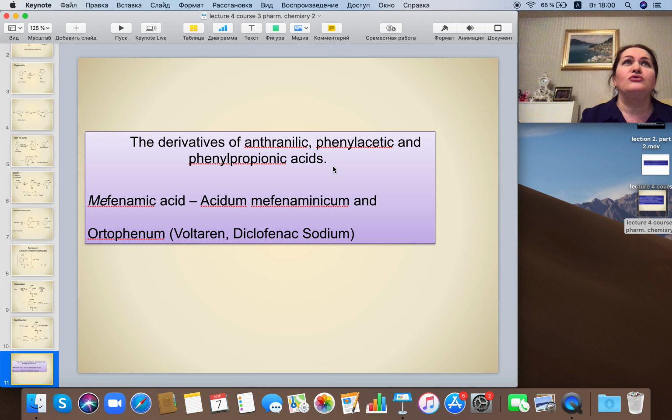And you must know that non-steroidal anti-inflammatory remedies are also divided into two groups. The first group, the non-selective inhibitors of cyclooxygenase 1 and cyclooxygenase 2, and the second, selective inhibitors of cyclooxygenase 2. And this preparation belongs to the first group. It's mefenamic acid, acidum mefenamicum, and orthophen, its other name Voltaren, or diclofenac sodium.